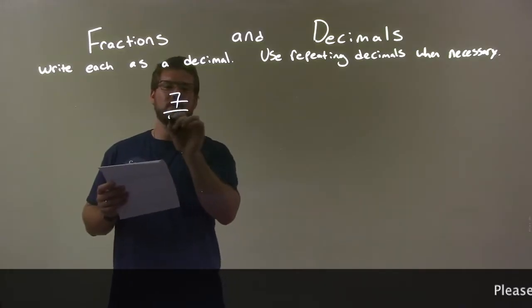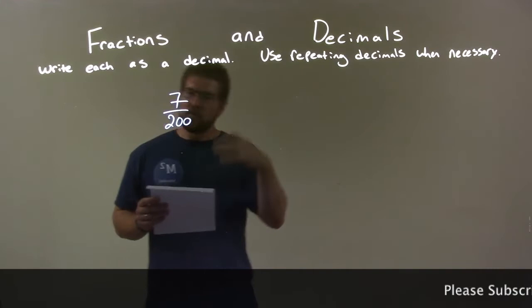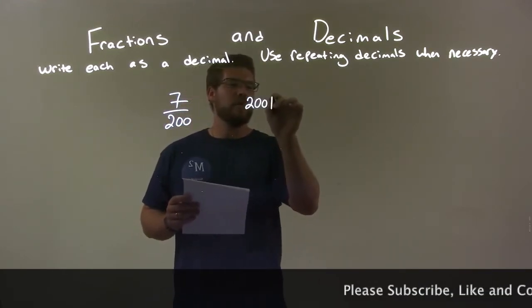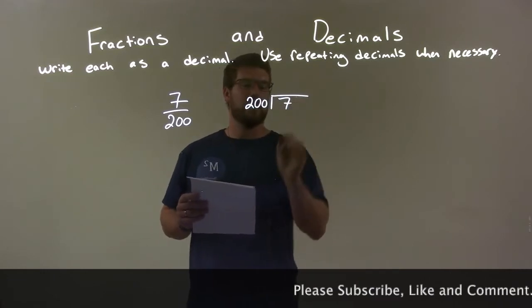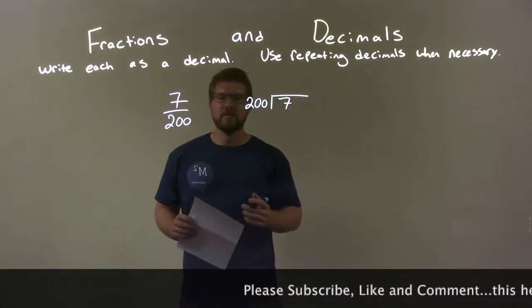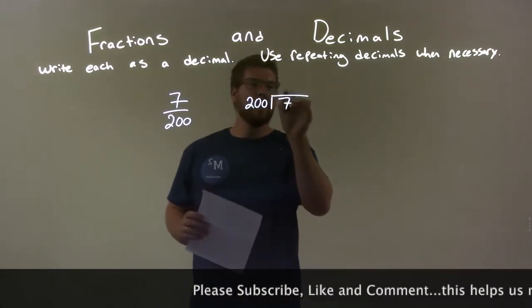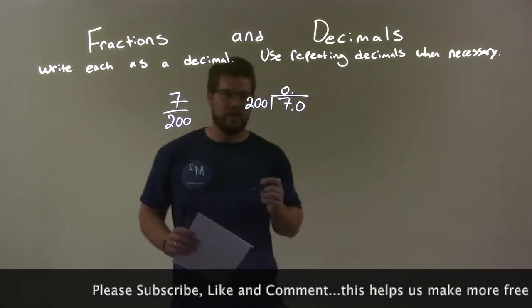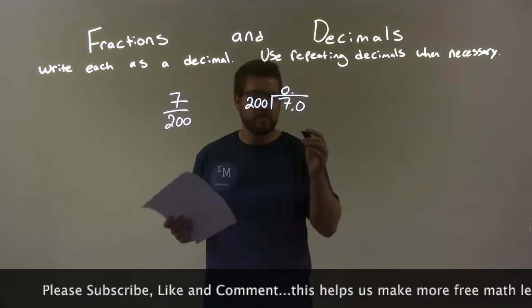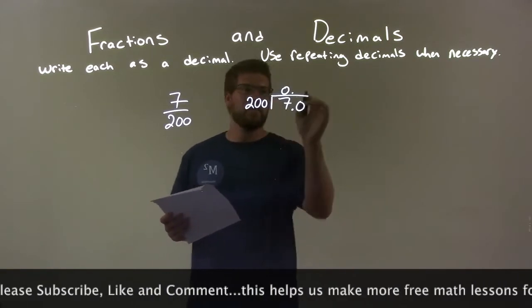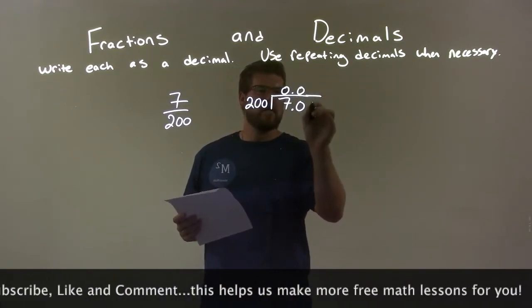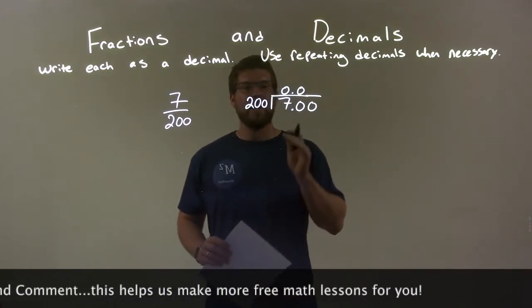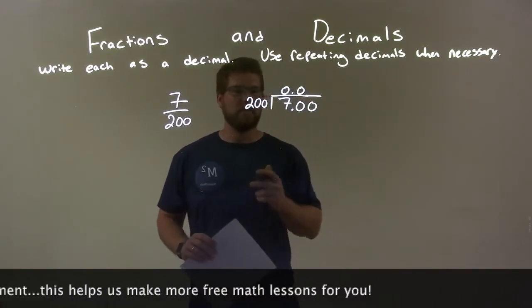Well, anyway, 7 into 200. So I'm going to do long division like I always do. I have 200 that goes into 7. Okay. Well, does 200 go into 7? No, it can't, right? So we're going to add another place value. Does 200 go into 70, right? Well, no. All right, 70 is smaller than 200. So we add another 0. Does 200 go into 700? Yes, it does. It can go in 3 times, right?